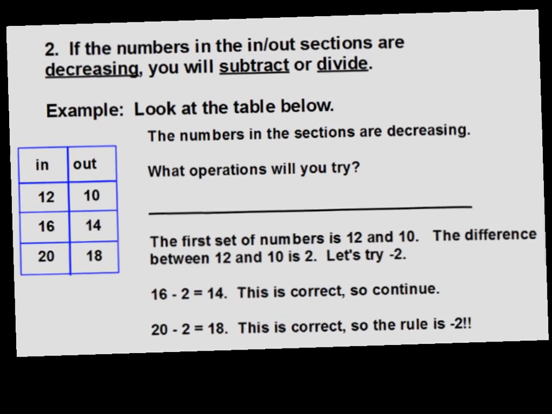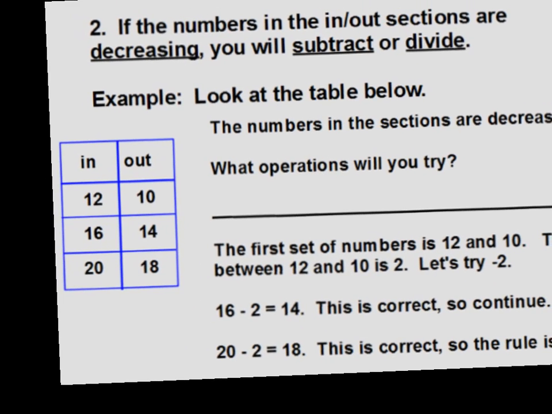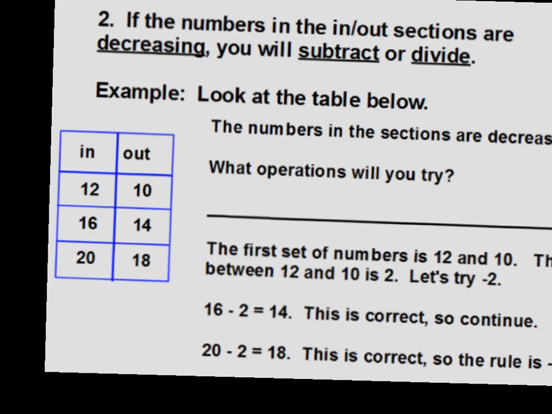Okay, example number 2 is going to be labeled with the variables C and D. So, let's start the same way. If the numbers in the input and output section are decreasing, we're going to subtract or divide. So let's see. The 12 is going to the 10, which is not increasing, that's decreasing. So there's two operations we're going to try.